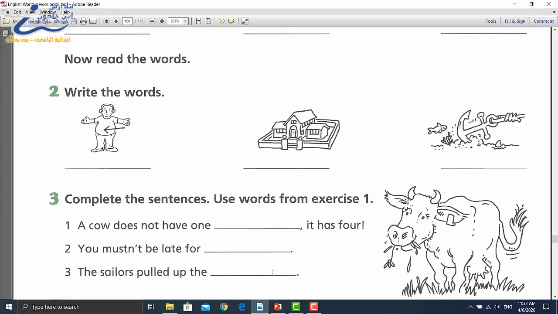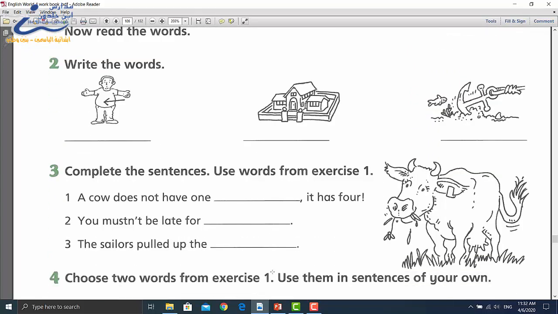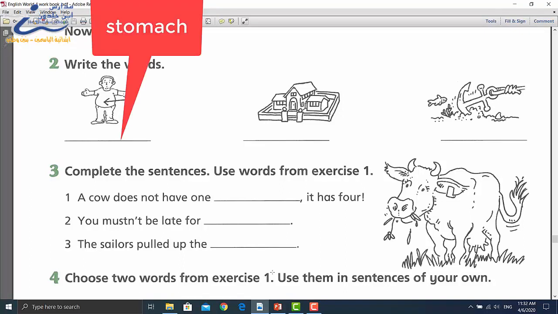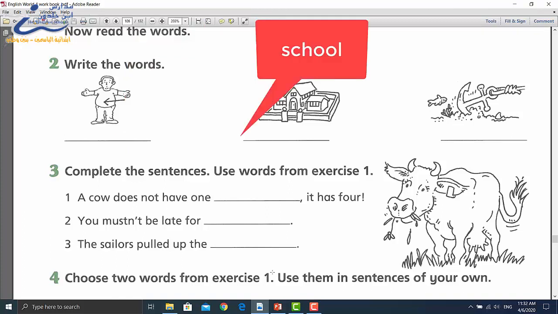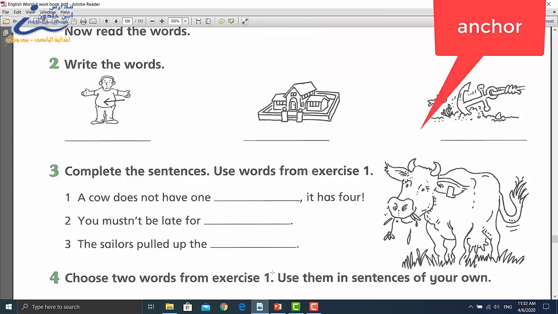Exercise number 2, write the words. Who remembers? What can you see in this picture? Yes, very good. Stomach. Number 2, school. Number 3, anchor.